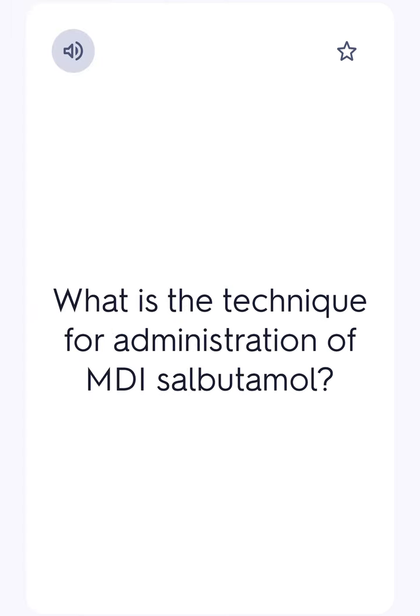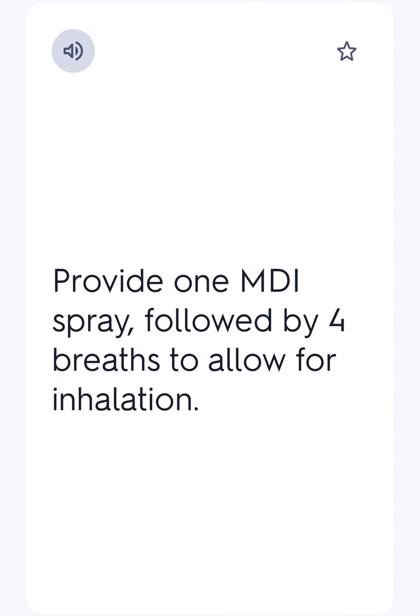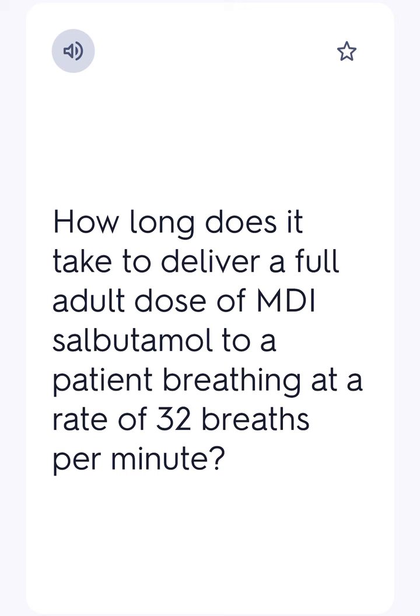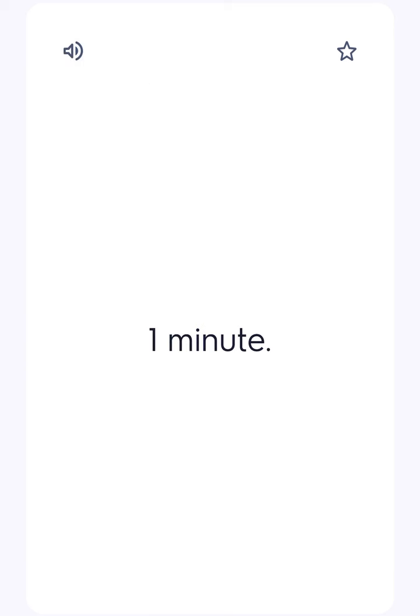What is the technique for administration of MDI salbutamol? Provide 1 MDI spray, followed by 4 breaths to allow for inhalation. How long does it take to deliver a full adult dose of MDI salbutamol to a patient breathing at a rate of 32 breaths per minute? 1 minute.